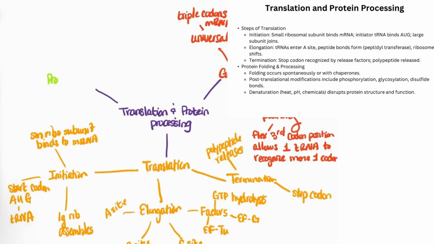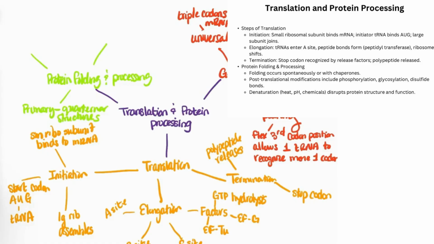The protein folding and processing. We have 3 branches coming from this one. The first one is the primary to quaternary structures. So it's the structure of the protein folding, the specific foldings.